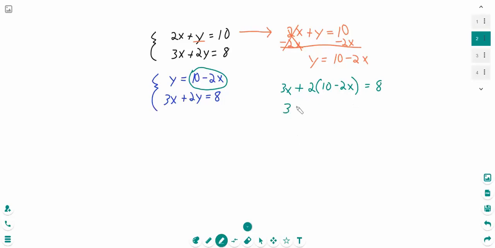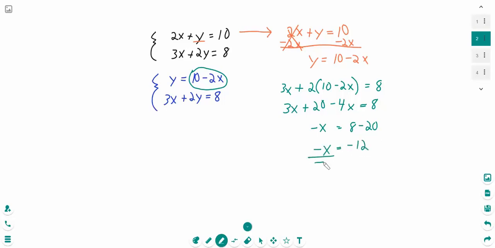Now we can do some simplifying. 3x plus 20 minus 4x is equal to 8. We can combine a couple terms here. We have a 3x and a negative 4x. That's going to give me a negative x. And I'm going to start doing some of this in my head a little bit. This positive 20, we're going to subtract it. And that's going to make it 8 minus 20 on the right-hand side, and we end up with negative x is equal to a negative 12.